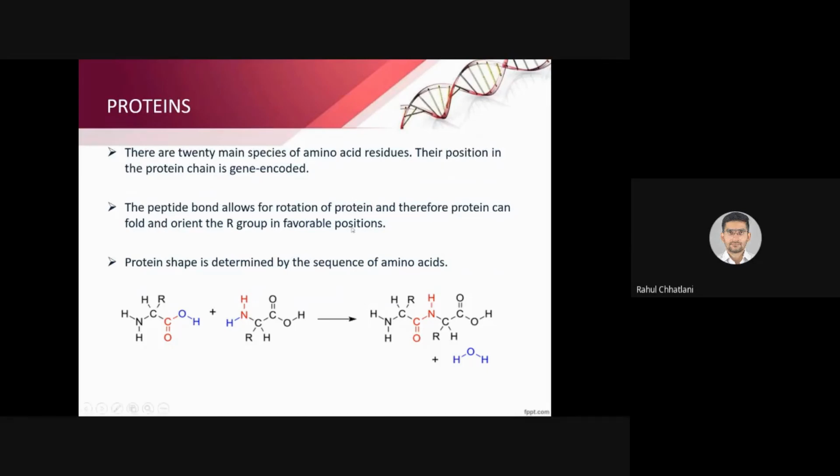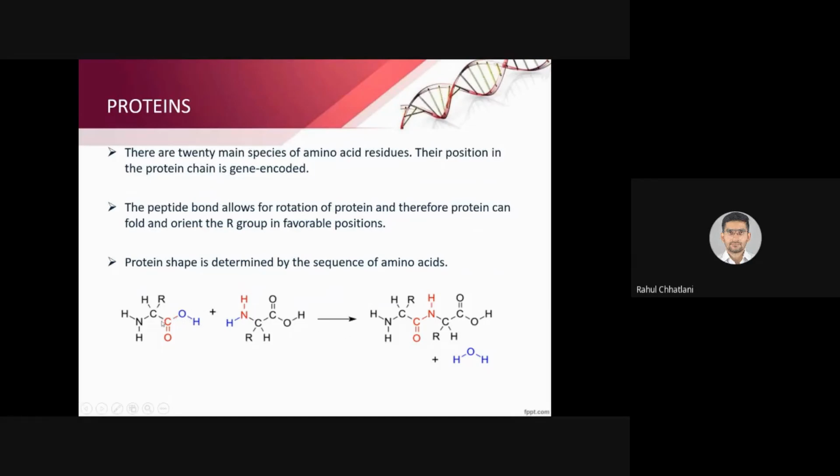So the peptide bond allows for rotation of protein, therefore protein can fold and orient the R group in a favorable position. You can say they are liquid type, they can be molded into various shapes, and accordingly the R group position can be changed. This is an example of how a peptide bond is formed.